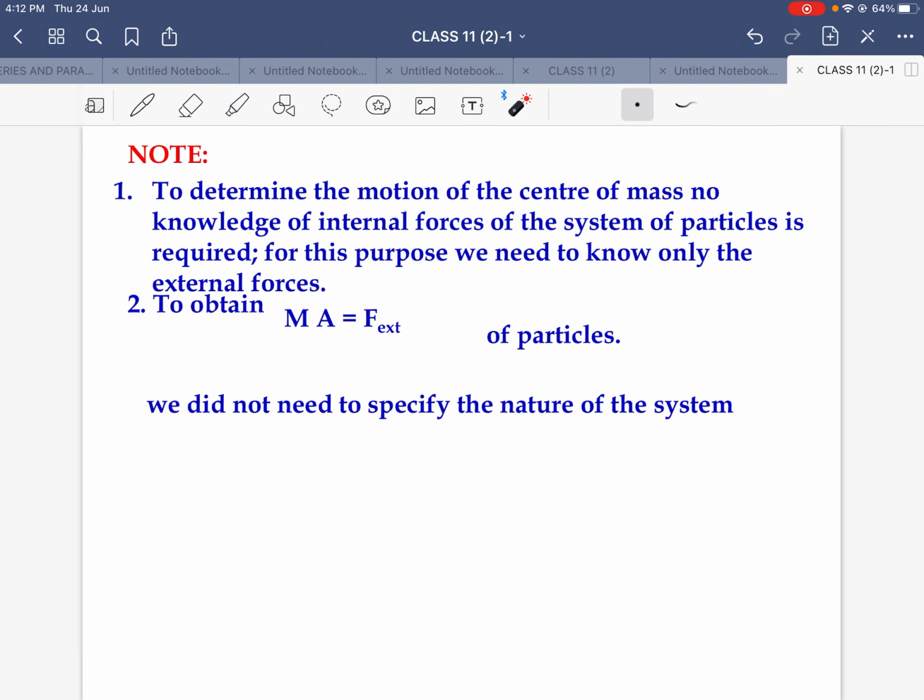Now, one of the most important points from this equation which we have derived is that to determine the motion of the center of mass, no knowledge of the internal forces of the system of particles is required. For this purpose, we need only the external force. To obtain ma equal to F external, we did not need to specify the nature of the system.